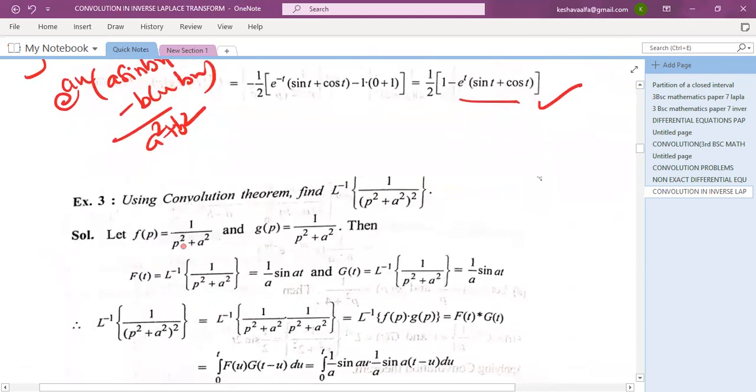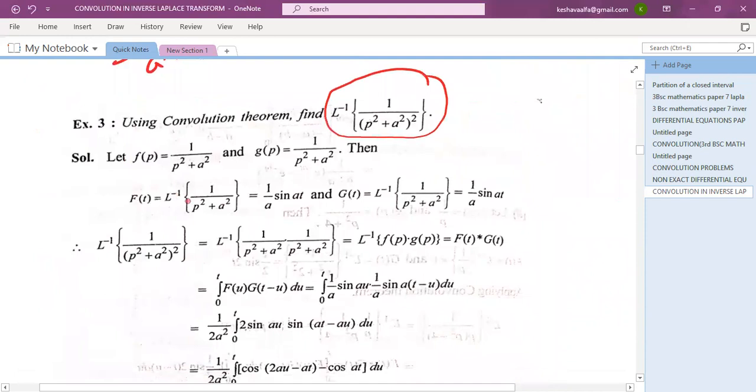Next one, using the convolution theorem, find L inverse of 1 by (p square plus a square) whole square. Clearly we can observe that this is a product of two terms. So f of p is 1 by p square plus a square, g of p also 1 by p square plus a square. L inverse of 1 by p square plus a square is 1 by a sin at. Similarly, L inverse of g of p is also 1 by a sin at.